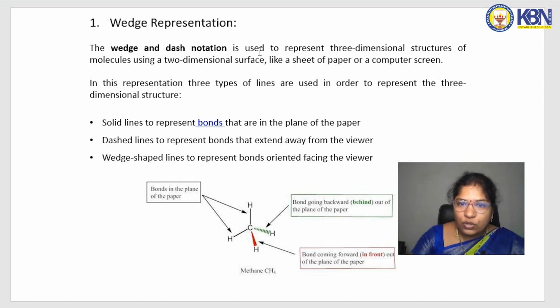In the wedge representation, or dash notation, the three-dimensional structure of molecules is represented on a two-dimensional surface like a sheet of paper or a computer screen. In this representation, there are three types of bonds: solid lines, dashed lines, and wedge-shaped lines. The solid lines represent bonds in the plane of the paper, the dashed lines represent bonds that extend away from the viewer, and the wedge-shaped lines represent bonds oriented facing the viewer.